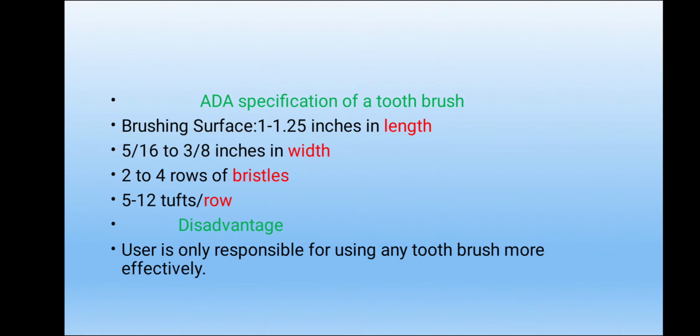ADA specification of toothbrush. These ADA specifications of the toothbrush change from time to time. As of now, it is this. Brushing surface is 1 to 1.25 inches in length, 5/16 to 3/8 inches in width, 2 to 4 rows of bristles and 5 to 12 tufts per row.